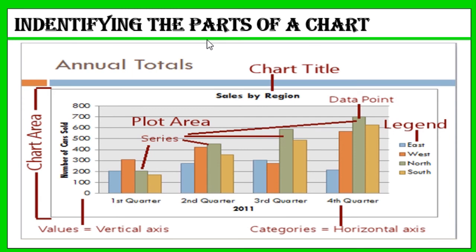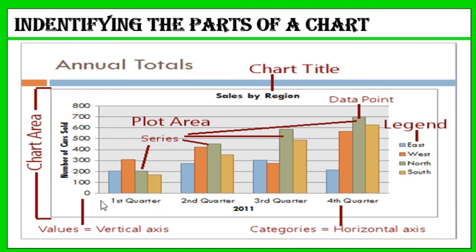Now let us see about the parts of a chart. Title. Title shows the title of the chart. Here could you able to see the title, children? Sales by region. Legend. Legend shows the different data series in a chart. Here could you able to see the chart key list in each color.